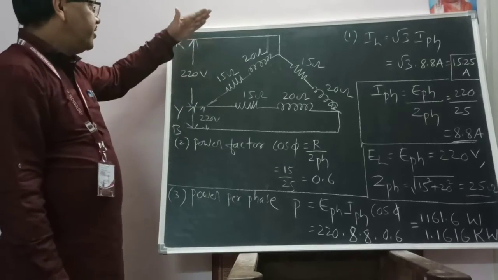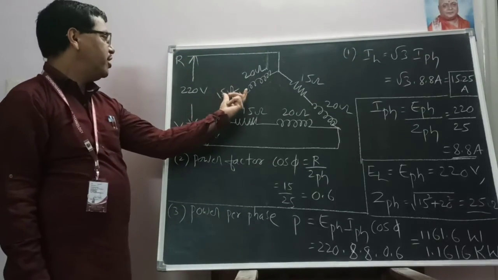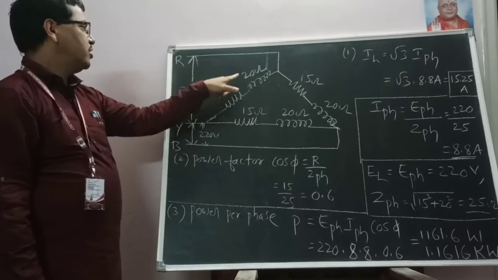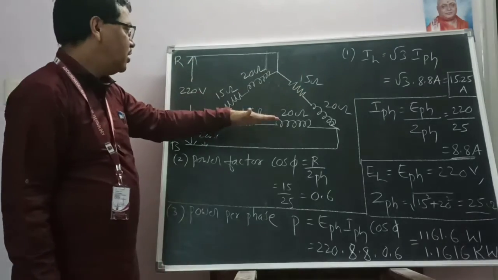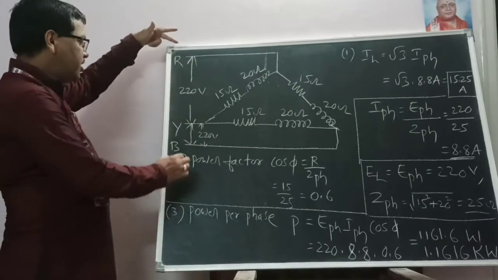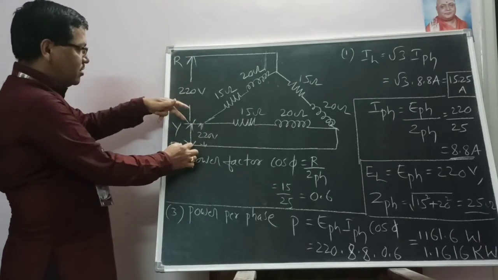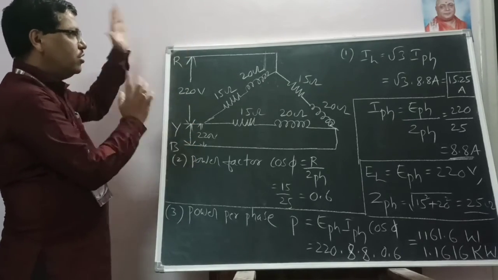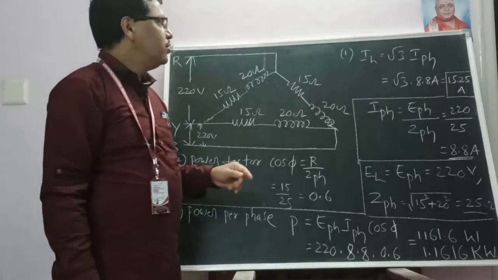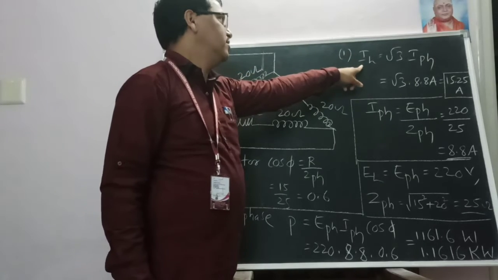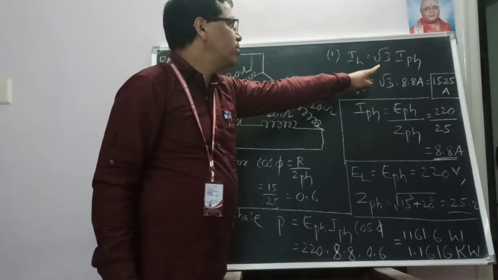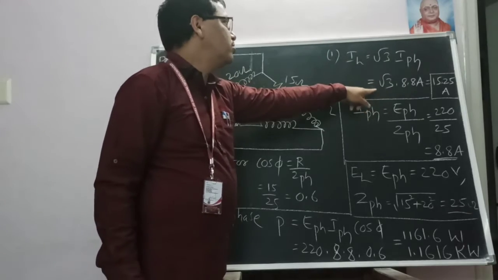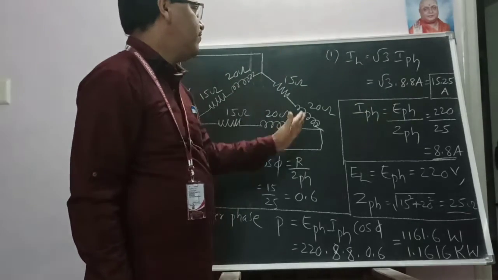So this is the delta connection. Here the impedance is given as 15 ohms and 20 ohms in one phase, and one more phase and one more phase. The line voltage is given here as 220 volts, here also 220 volts, and the remaining also 220 volts. First, we need to calculate the line current. In the case of delta, IL is equal to root 3 into I phase, so we need to calculate I phase.